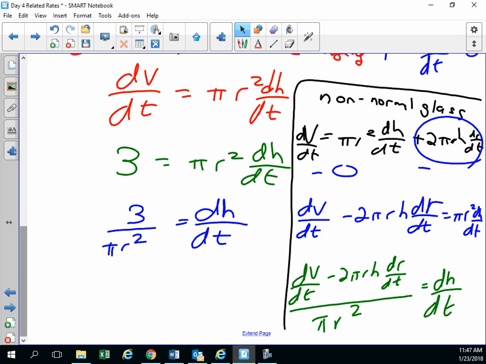Would the units for that just be centimeters per second? Yep. So the units for both of these would be centimeters per second, because that's what I went up. Hey, what was the units for the radius changing? It would still be centimeters per second, right? Because the height and radius are still measured in centimeters. All right. So let's talk about the next one.